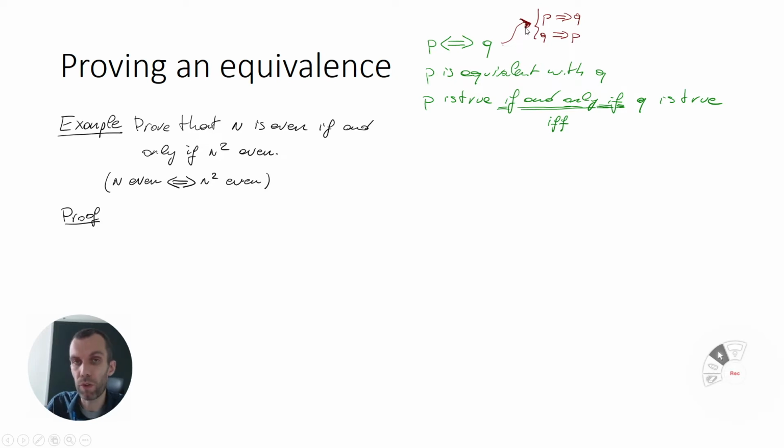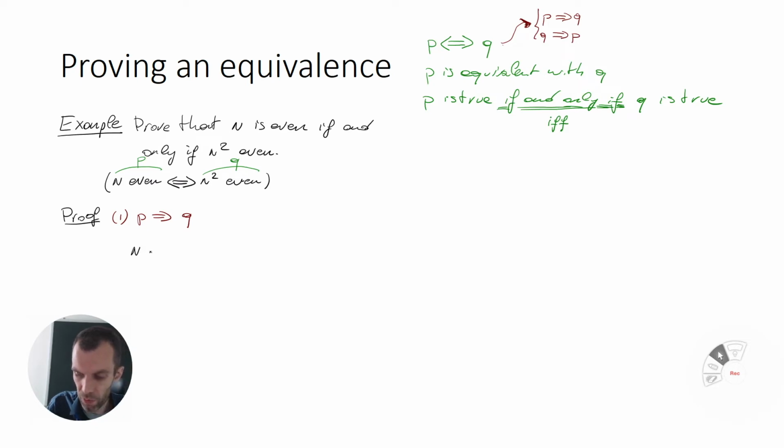So our proof is also going to fall apart into two separate parts. So P implies Q and then Q implies P. So here our P is n even, our Q is n squared even. And so now we can proceed.